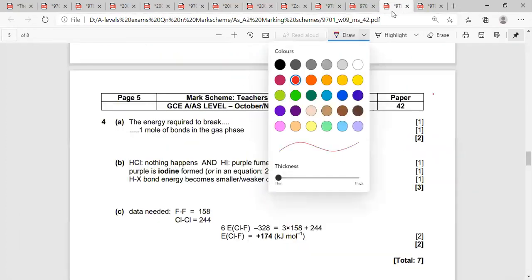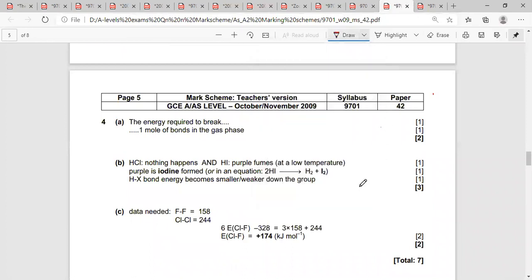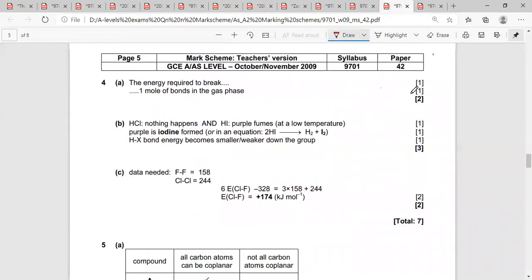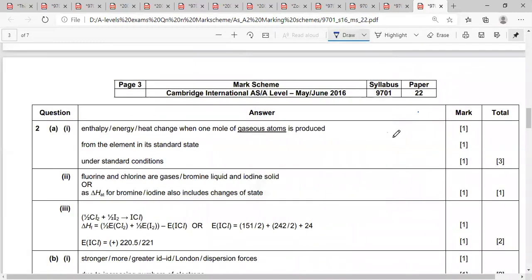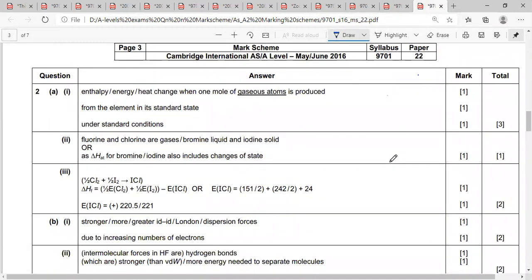This one here. This one here. I think it's on here. I don't know where it is now.